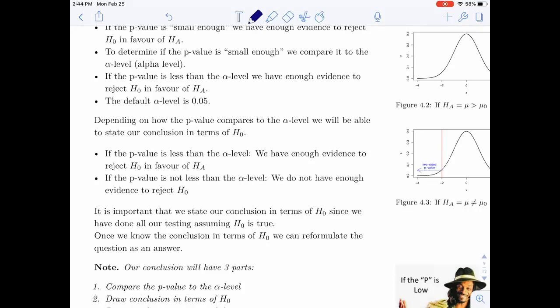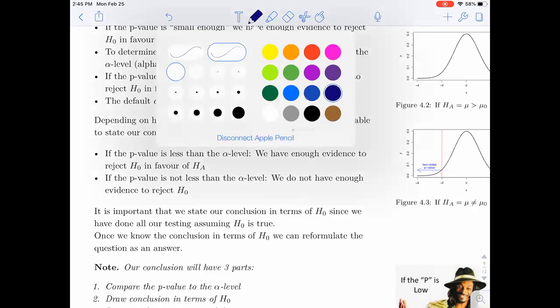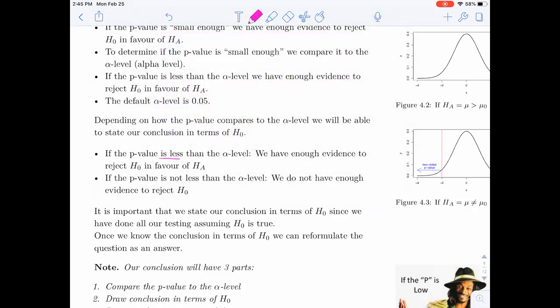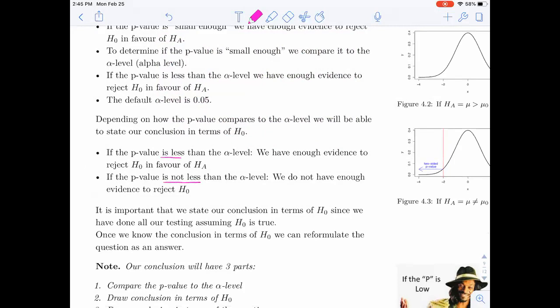Whereas here, if the p-value is not less than the alpha level, right? That's the only thing that's changed. We do not have enough evidence to reject H naught. So I'm always talking about H naught. Do I have enough evidence or do I not have enough evidence to reject H naught? So it is less or it's not less, we have enough evidence or we do not have enough evidence. Those are the key layers.